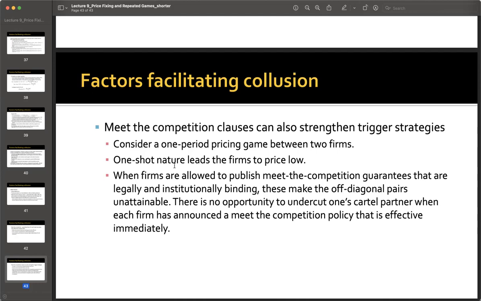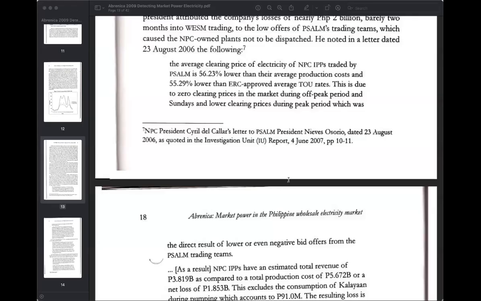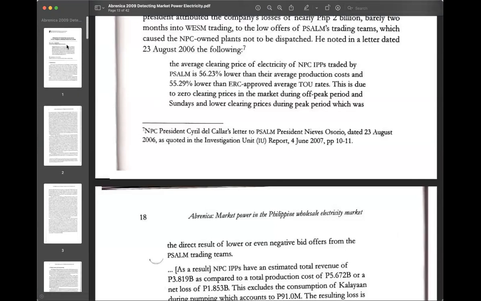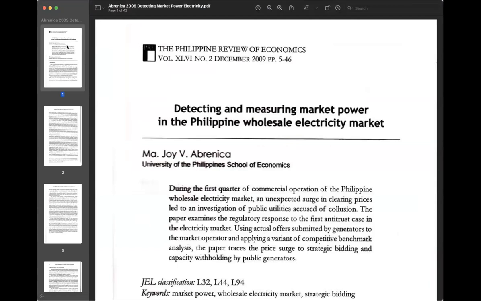Now, before we end, we probably have less than 10 minutes left. So we will share this other paper from Abranica, which is part of our essays. So here's the paper. It's about detecting and measuring market power in the Philippine wholesale electricity market. But one of the things that led me to assign this is not necessarily the detecting and measuring market power, although that's one of my primary research interests. It's really about the collusion factor here.